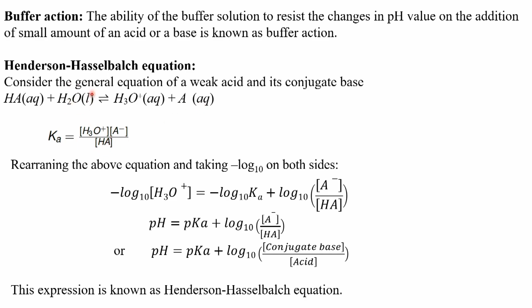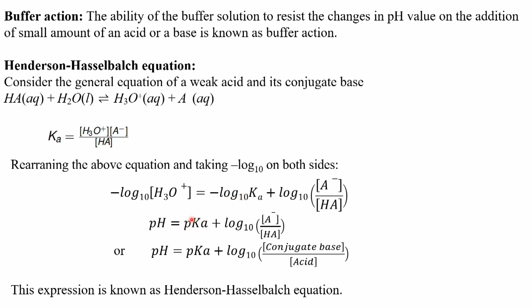We don't consider H2O because we add H2O in large amount. So rearranging the above equation, if we take the minus log 10 on both sides, we get minus log 10 concentration of H3O+ equals minus log 10 Ka plus log concentration of A- by concentration of HA. The left hand side, as we already discussed, is nothing but pH, and this is the value of pKa.